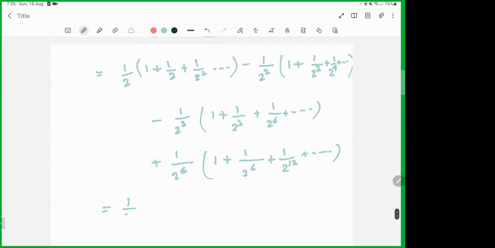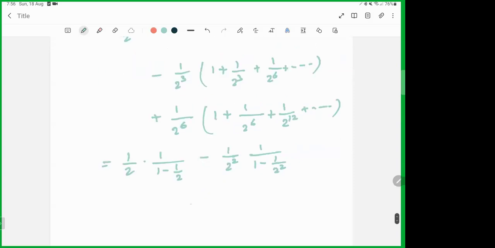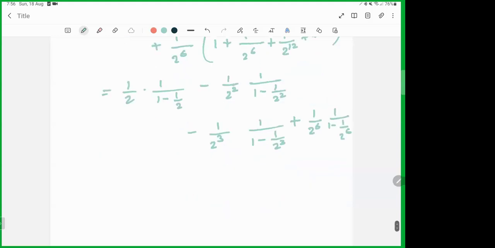What is the sum of a GP? 1 upon 1 minus r. Here r is 1 by 2 in the first case, so this is 1 by 2 times 1 over 1 minus 1 by 2. The second is 1 by 2 square into 1 over 1 minus 1 by 2 square, minus 1 by 2 cube times 1 over 1 minus 1 by 2 cube, plus 1 by 2 to the power 6 times 1 over 1 minus 1 by 2 to the power 6. So you just compute it and see what you get.